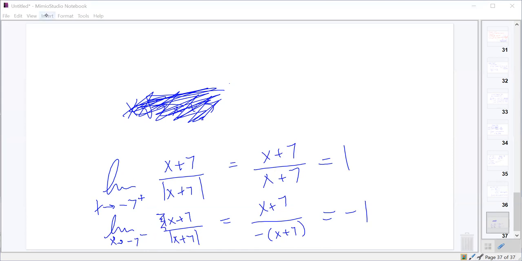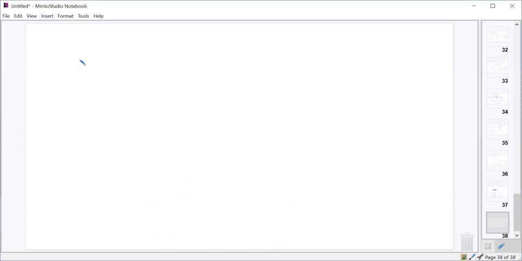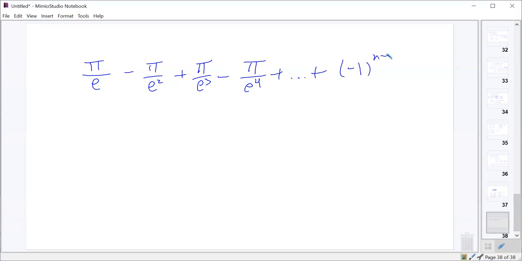Cool. All right, let's take a look here at this one. Here's a series. We have pi over e minus pi over e squared plus pi over e cubed. A lot of terms out here unnecessarily, that's fine. And then they've given you the general term, -1 to the n plus 1 pi over e to the n. So then they ask, what is the sum of this series? Or one of the options is that it diverges.